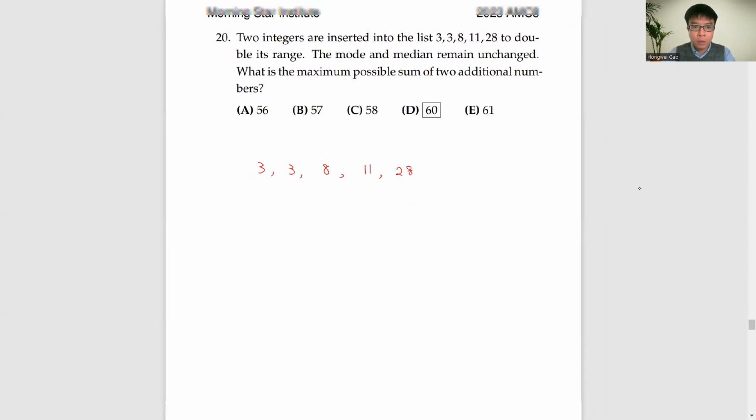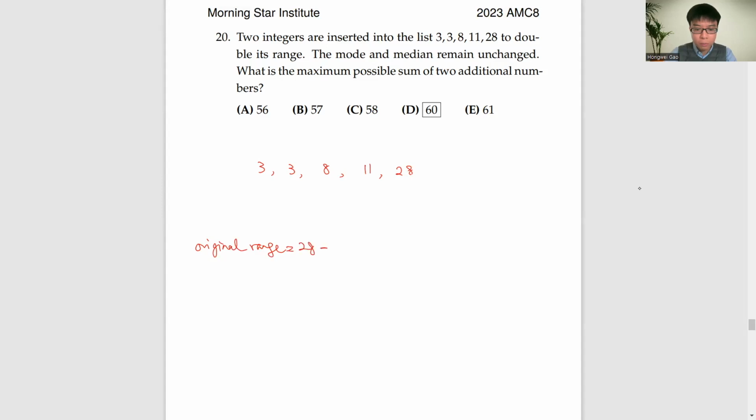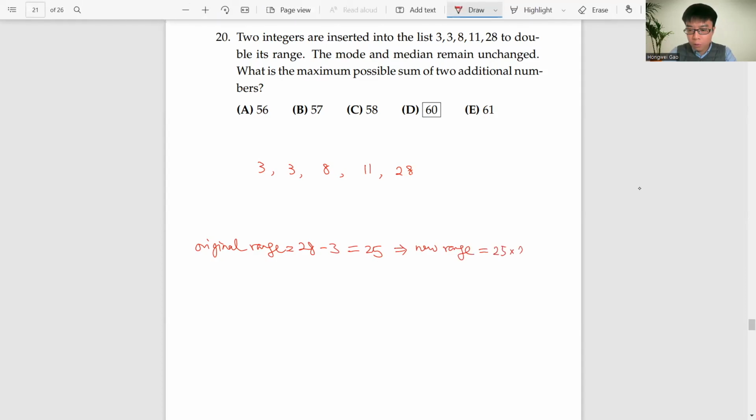Now let's check the range, mode, and median. So let's see original range. That's 28 minus 3, which is 25. So it should be doubled, right? So we get a new range. Should be 25 times 2 is 50.